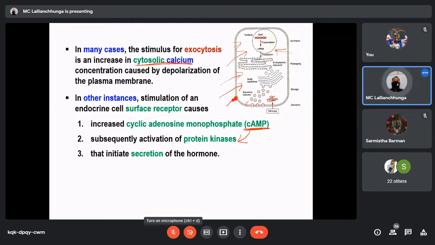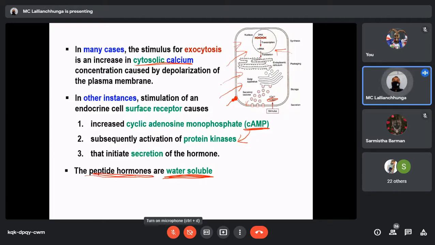So we have two possibilities. One is that increased calcium concentration inside the cell will pull the vesicle to move towards the cell membrane and fuse with it and release the hormone by the process of exocytosis. The second one is that stimulation takes place by surface receptor binding, which will increase production of cyclic AMP. Increased cyclic AMP means more activation of protein kinase. Protein kinase then stimulates the secretion of the hormone. So we have to remember that this point is very, very important.